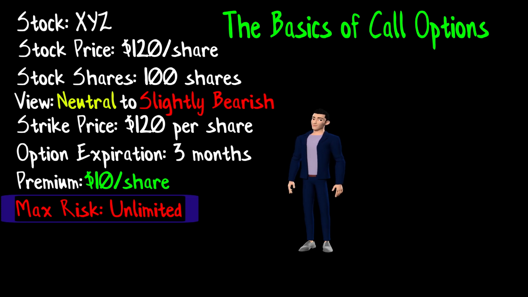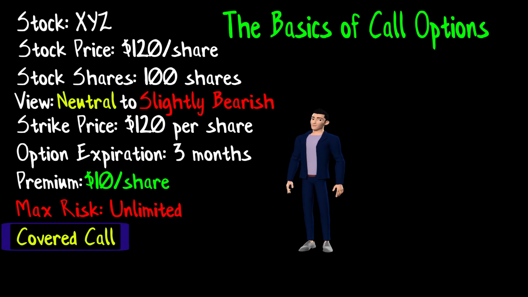For example, the most common way to eliminate this unlimited loss is to own 100 shares in the first place. This is an option strategy known as a covered call, which completely covers you from this unlimited upside risk. We will learn more about strategies such as these as we continue the course.